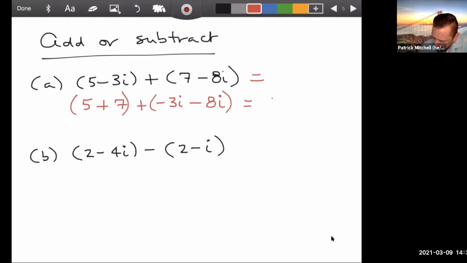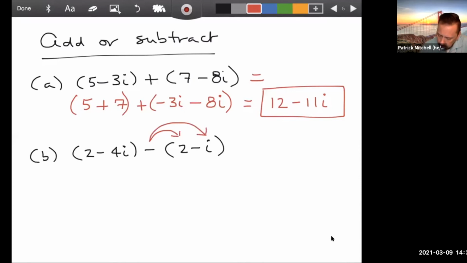5 plus 7 is 12. Negative 3i minus 8i is just negative 11i. All right, so the sum of these two complex numbers is 12 minus 11i. Very, very easy. Subtracting is almost as easy. You just have to be careful, and I know you've seen this before, about the minus sign outside the parentheses. So you might want to think of this as adding the opposite, like I'm always telling my pre-algebra students. Change this to addition of the opposite.